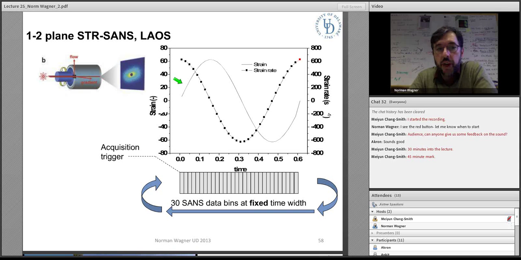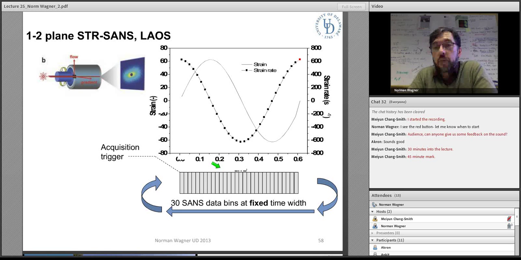This shows you the strain and the strain rate. And we start collecting patterns. And we either collect the time information, so we do T-SANS, or we bin electronically, collecting neutrons only over, let's say, 10 milliseconds of time. And then we repeat this oscillation many, many times on the rheometer and with the neutron scattering. So let's say we collect 30 or 60 bins during one cycle, and we continue to loop until we collect in each bin about, let's say, 5 or 10 minutes of information. Hence, we get a good solid scattering pattern.